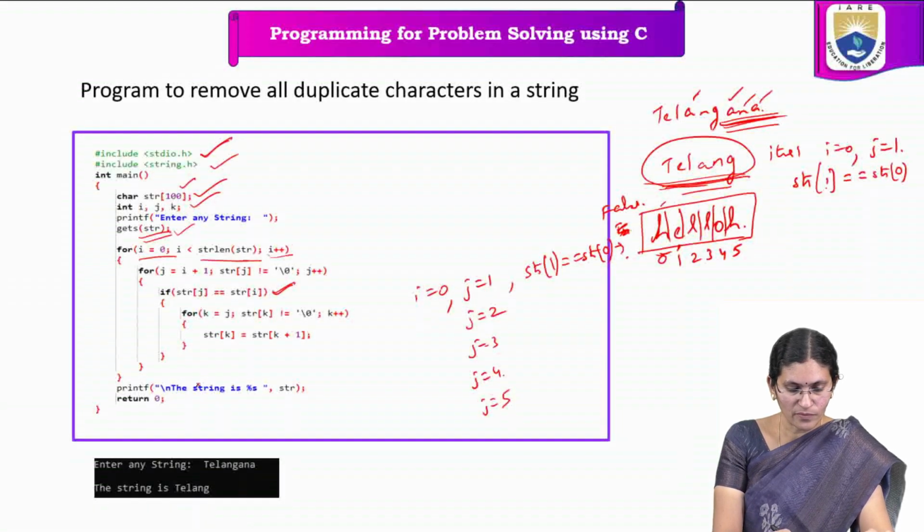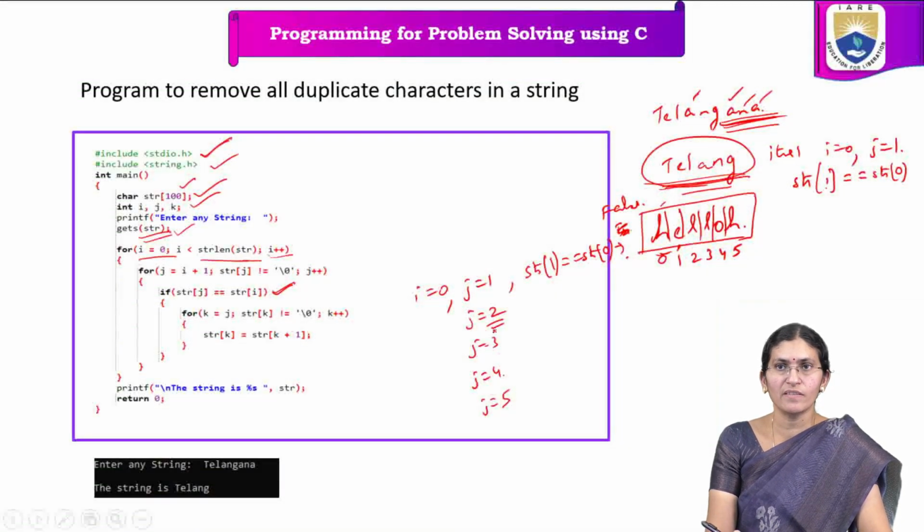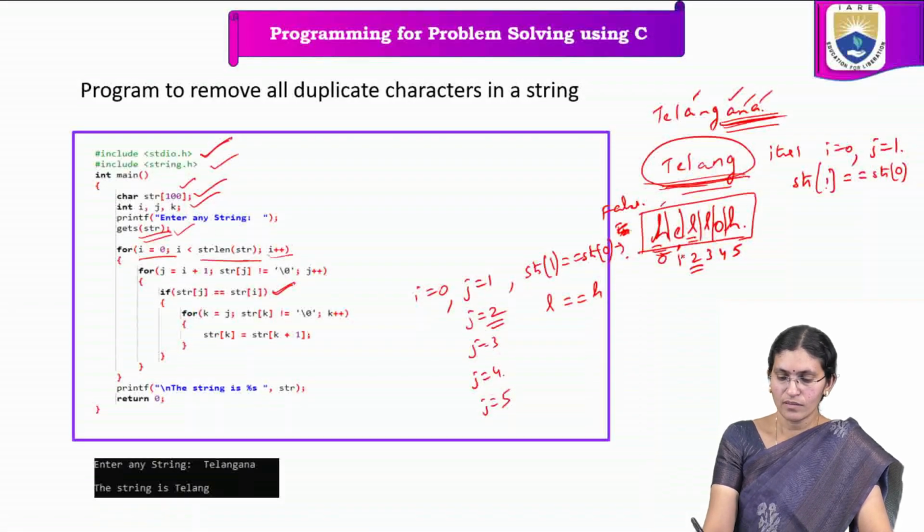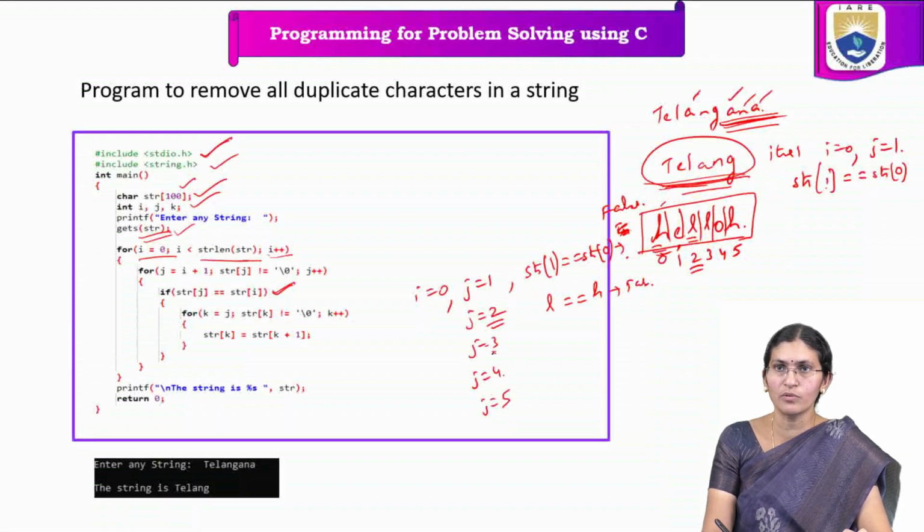When this condition is false, the j value is incremented by 1. When j is equal to 2, the next character is compared here. So if L is compared with H, these two are compared. This is also false, so the j value is incremented by 1. J is equal to 3 now. So these two are compared now, L and H. This is also false.